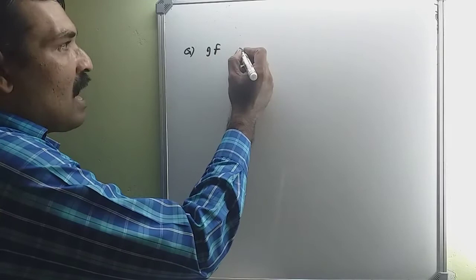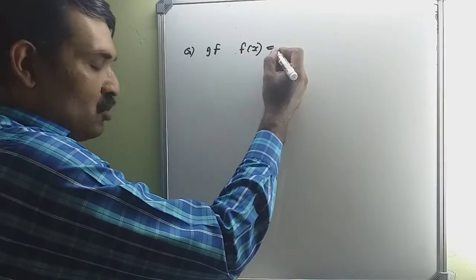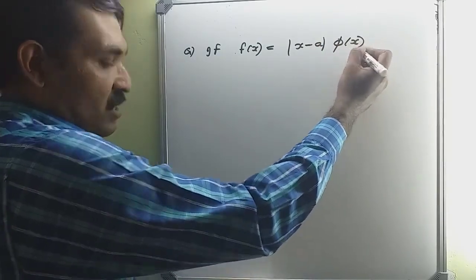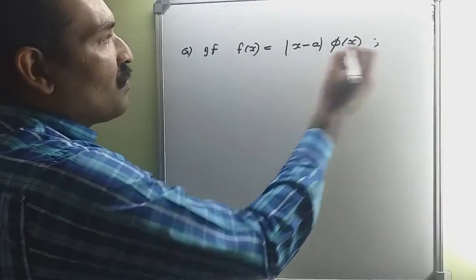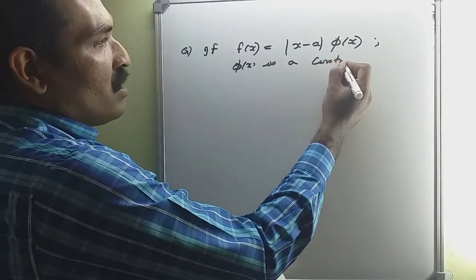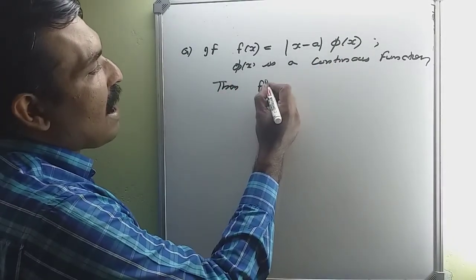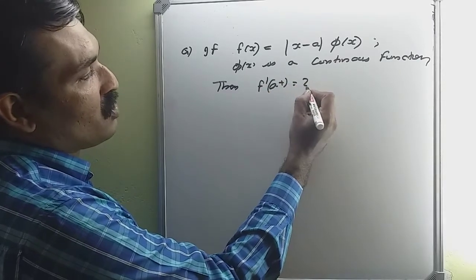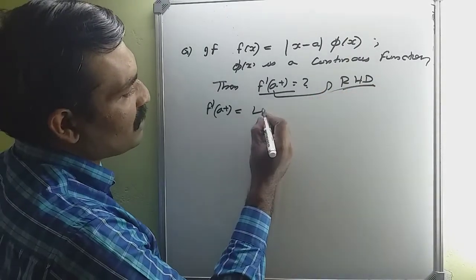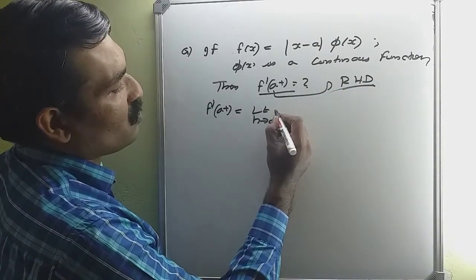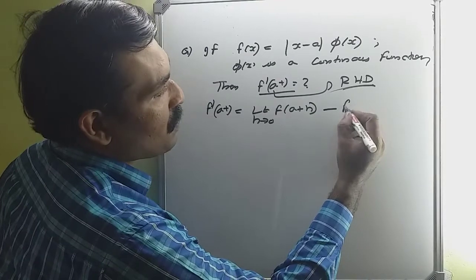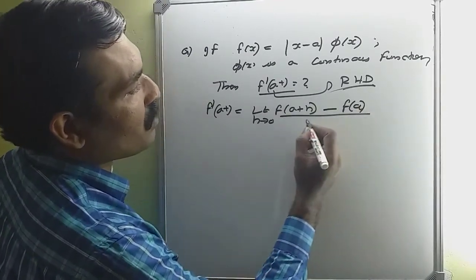If f of x is equal to mod x minus a into phi of x, where phi of x is a continuous function, f dash a plus is equal to what? That means this is the right hand derivative. We are moving from the right, equal to limit h tends to 0 f of a plus h minus f of a divided by h.